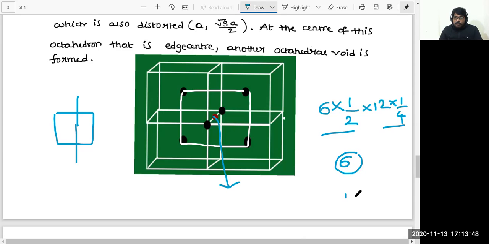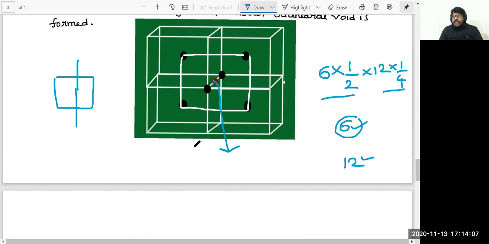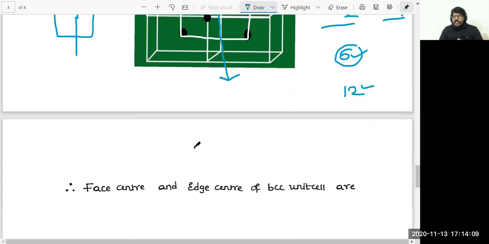Effectively, there are 12 tetrahedral voids. The number of octahedral voids effectively in one BCC unit cell, that is distorted, is only 6, and this is 12. So here this is about the number. Now finally we need to find the radius ratio, but it is somewhat easy to find the radius ratio.